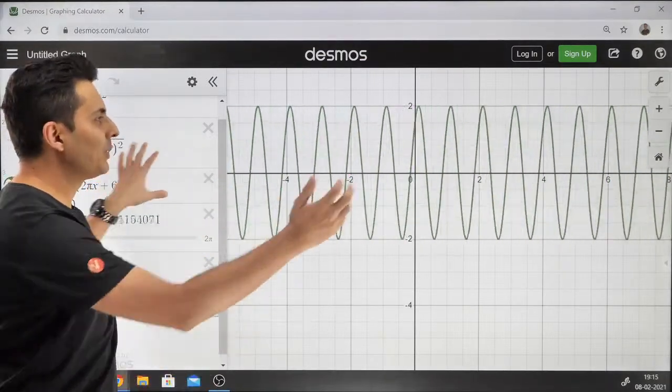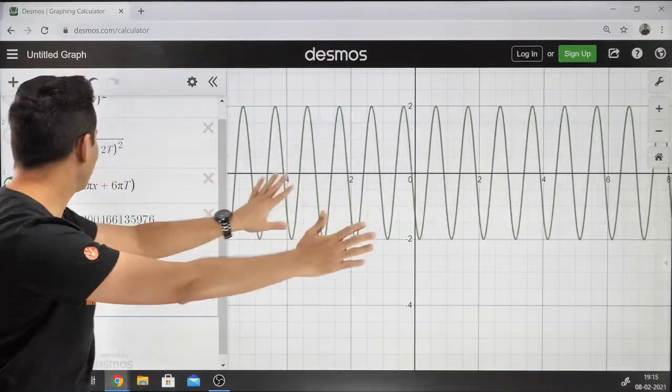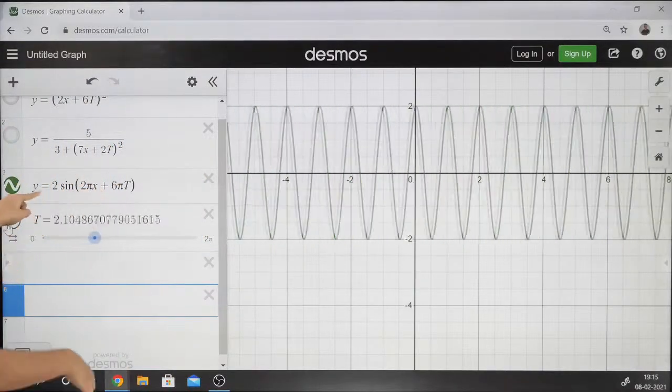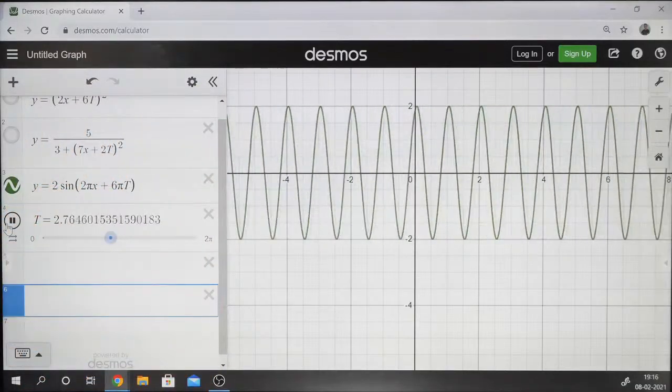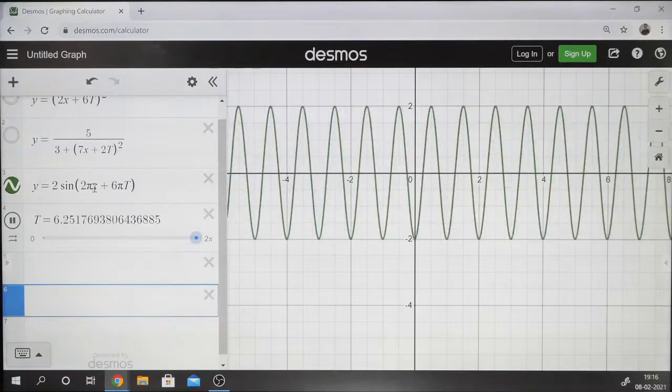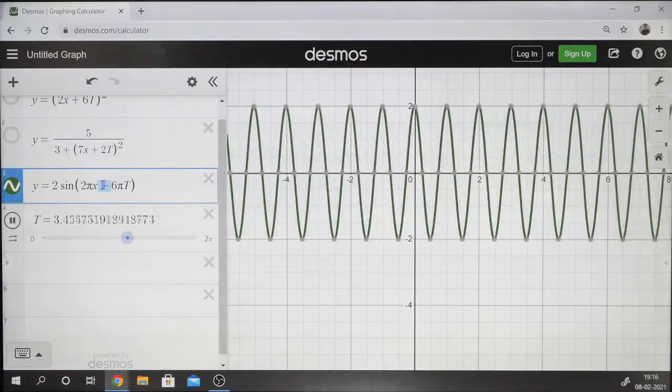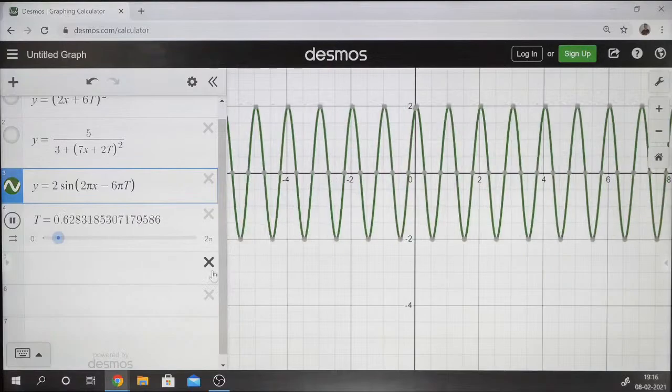See how the wave is going towards the left side. Can you see that? The wave is going towards the left side because there is a plus sign here. You can see the amplitude of the wave is 2 units because there is a 2 over here. And guys, I can change this plus to minus and see the wave will start going towards the right side.